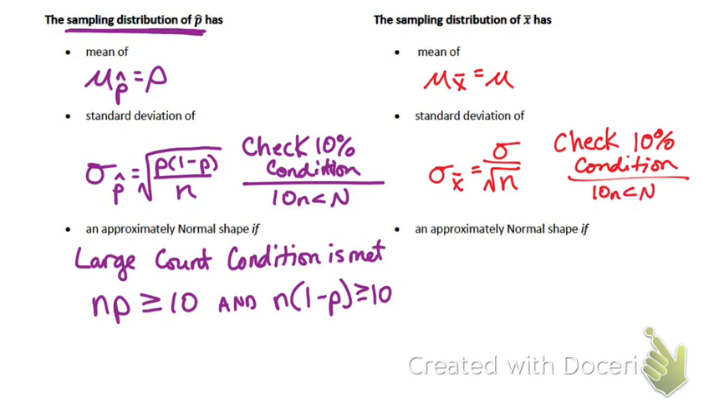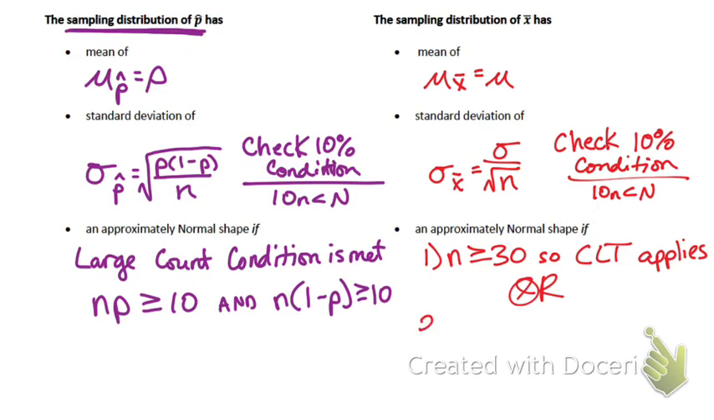Now, what did we do to ensure that the sampling distribution of X bar was approximately normal? Either the CLT, central limit theorem, or the population is approximately normal.